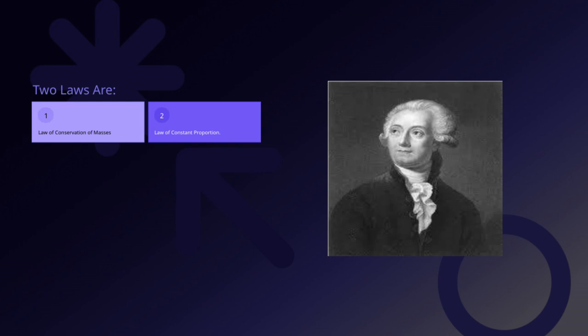First, we have the law of constant proportion. This law tells us that in any chemical compound, the elements are always combined in the same fixed ratio by mass. For example, water is always made up of 2 parts hydrogen to 1 part oxygen, regardless of where it comes from. Next, we have the law of conservation of mass. This is a core principle that states mass cannot be created or destroyed in a chemical reaction. So, the total mass of the reactants equals the total mass of the products.